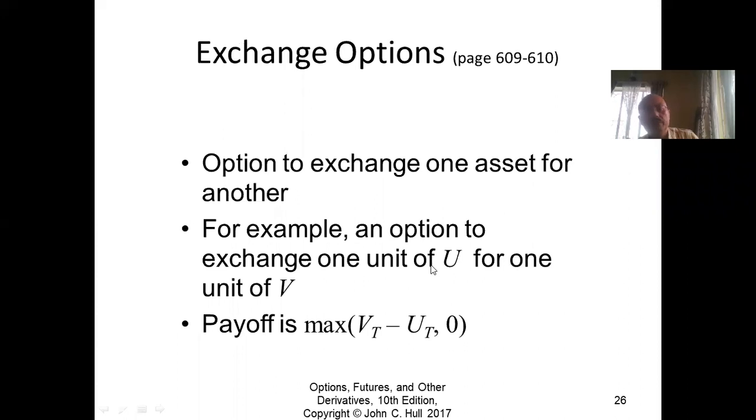All right, so let me move on to the next one, which is called an exchange option. An exchange option actually involves two assets. Through this exchange option I can exchange one asset for another. So if I exchange one unit of asset U for another unit of asset V, then the payoff will be the maximum of V minus U and 0.